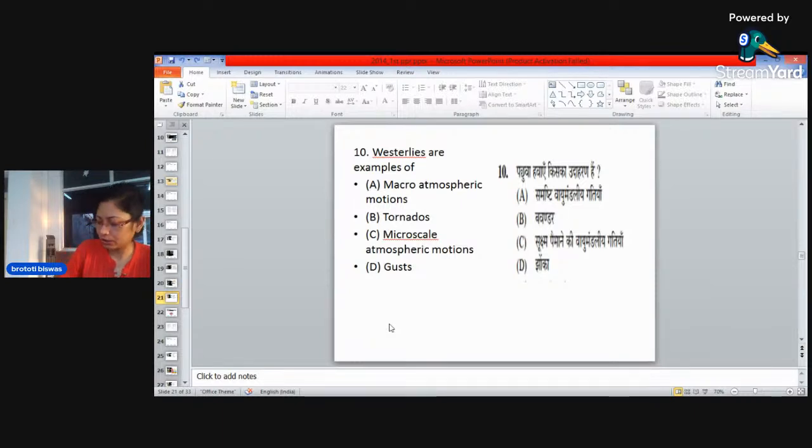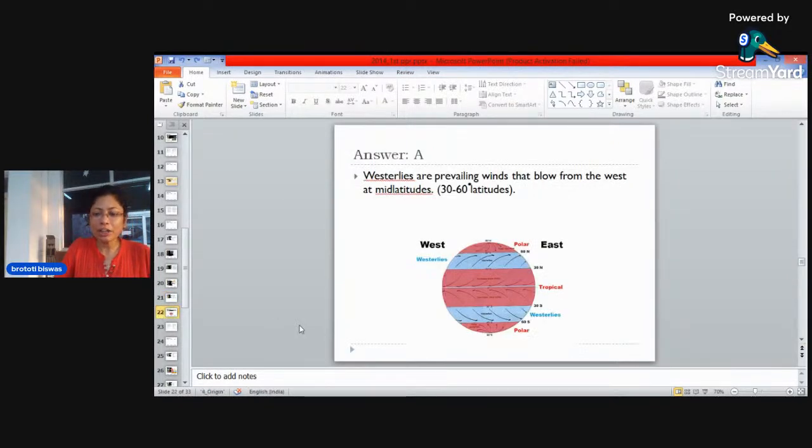Now the next question is this. Next question is, westerlies are examples of what? Macro atmospheric motion, tornadoes, microscale atmospheric motion, or gusts of wind. Please read the question over here. Now, what will be the correct answer? To know the correct answer, you must know what are westerlies.